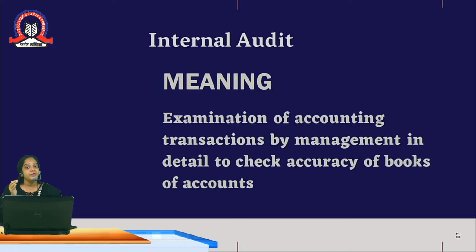So, for checking the internal control system and the arithmetical accuracy, management may appoint the internal auditor. It is not compulsory for companies to have an internal auditor, but management, for their concern, for their satisfaction, like whether the company's accounts are properly prepared or not, can appoint the internal auditor.